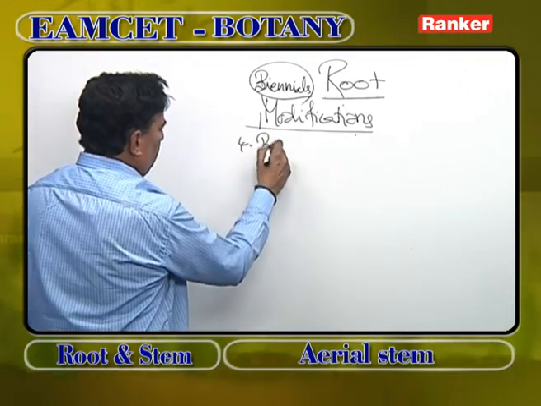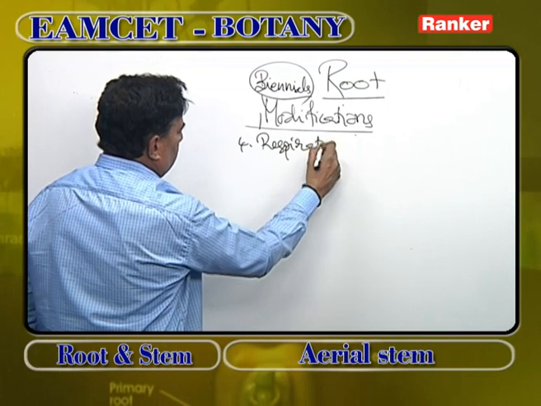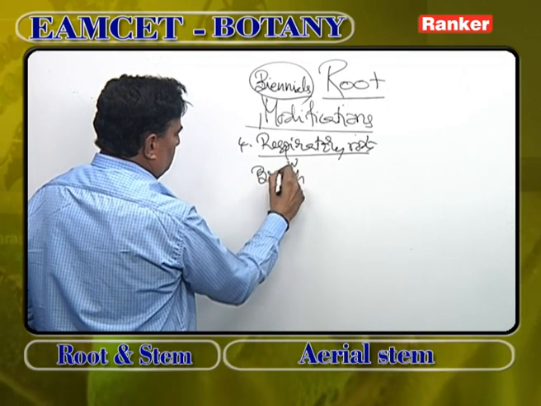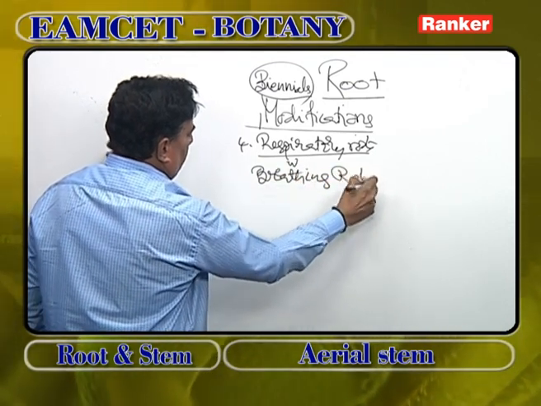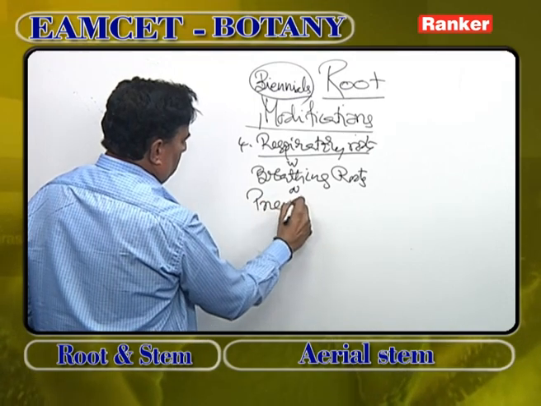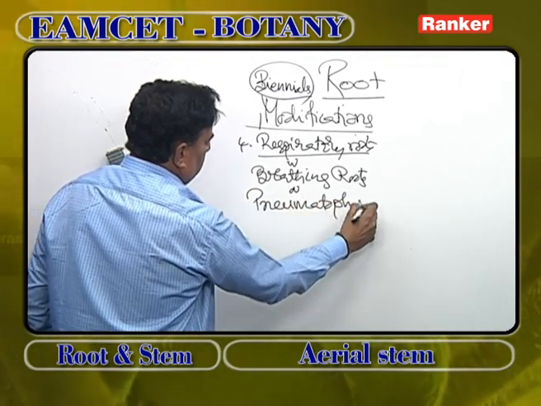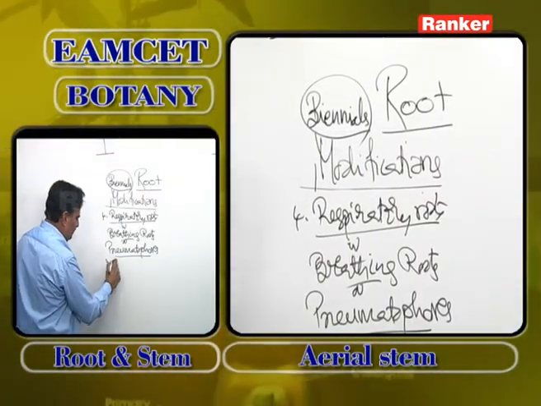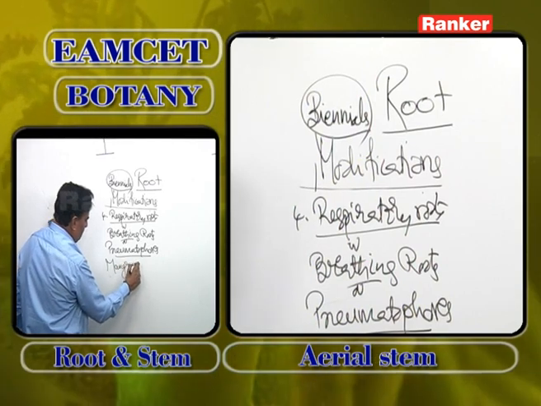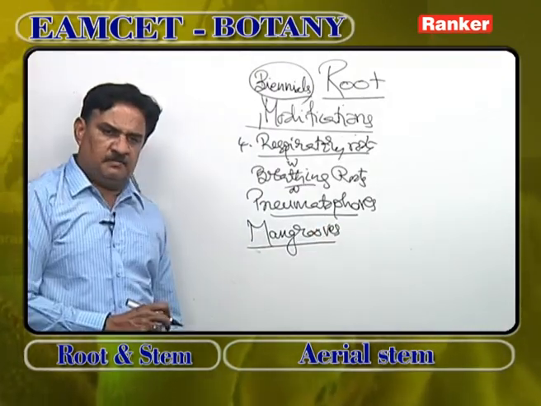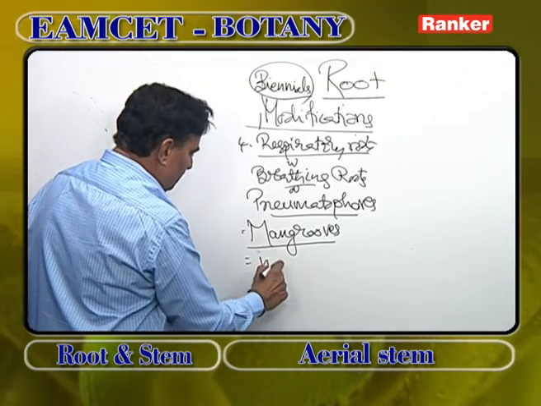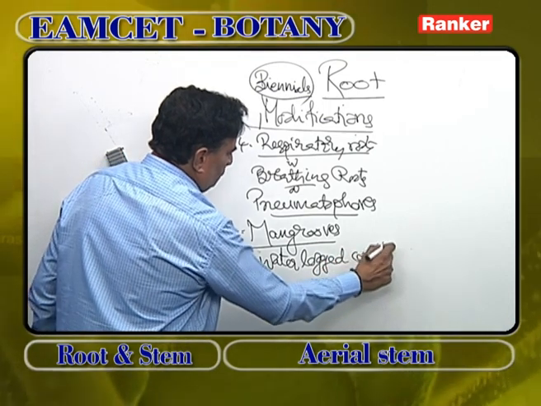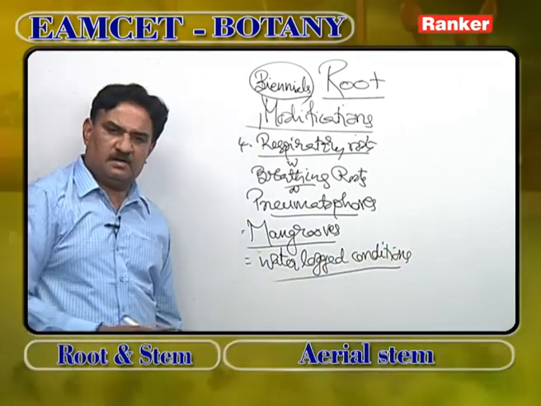Now coming to the fourth one, respiratory roots. Respiratory roots are also called breathing roots, or pneumatophores. These are the alternative names of respiratory roots. Respiratory roots are normally found in a group of plants called mangroves. Why? Mangroves normally grow in waterlogged conditions.